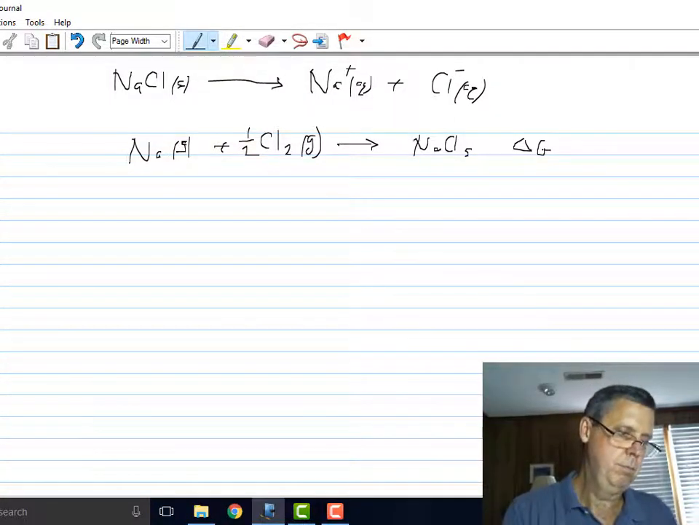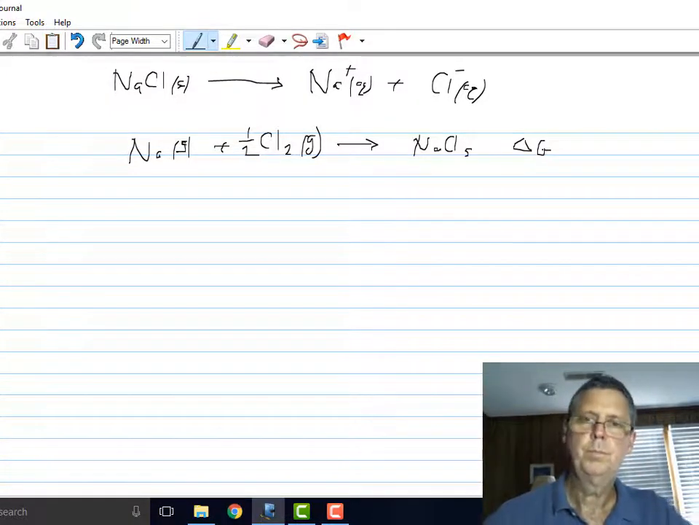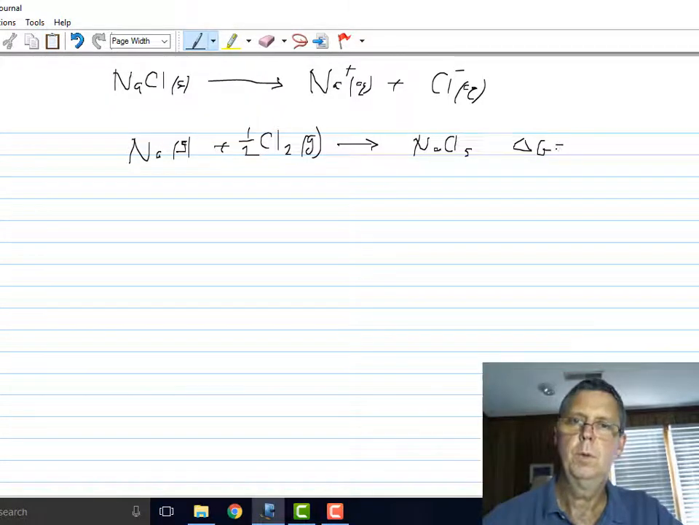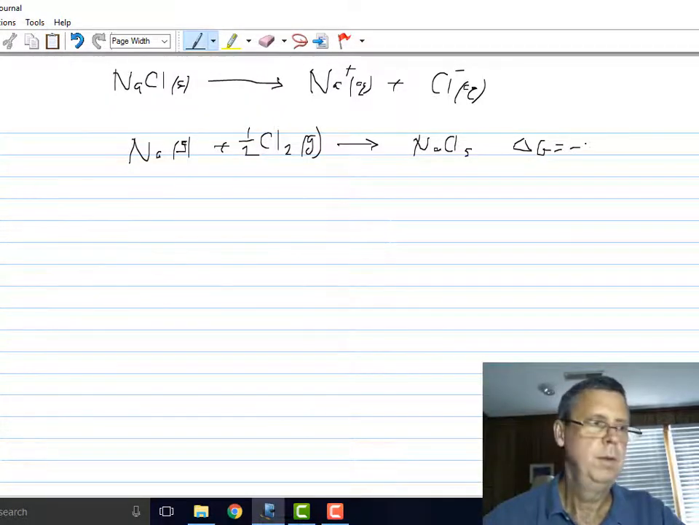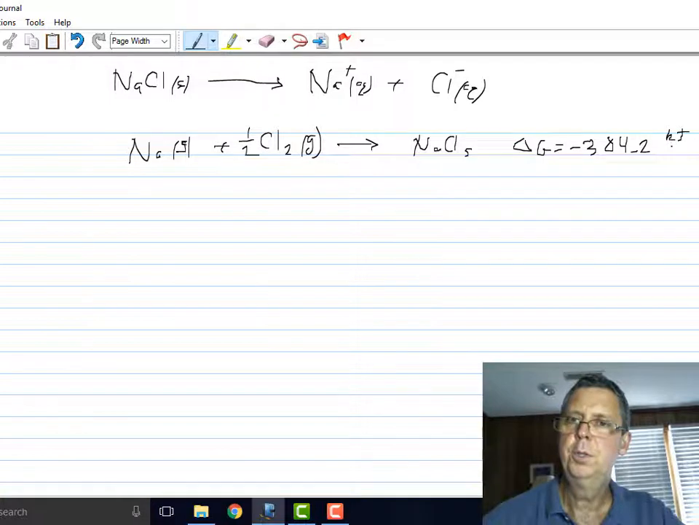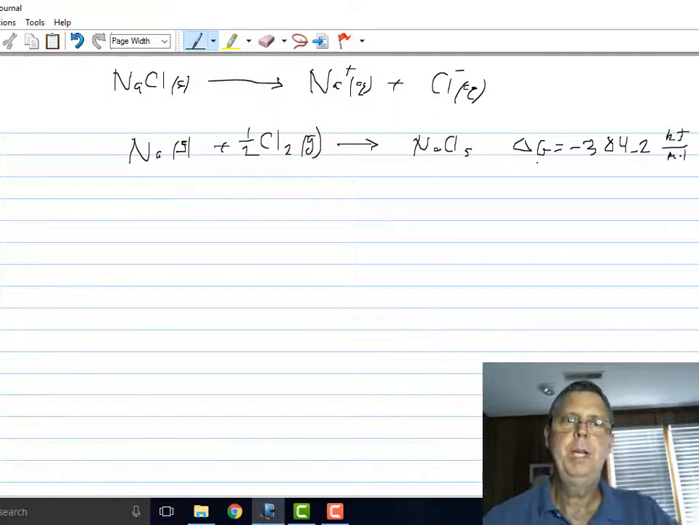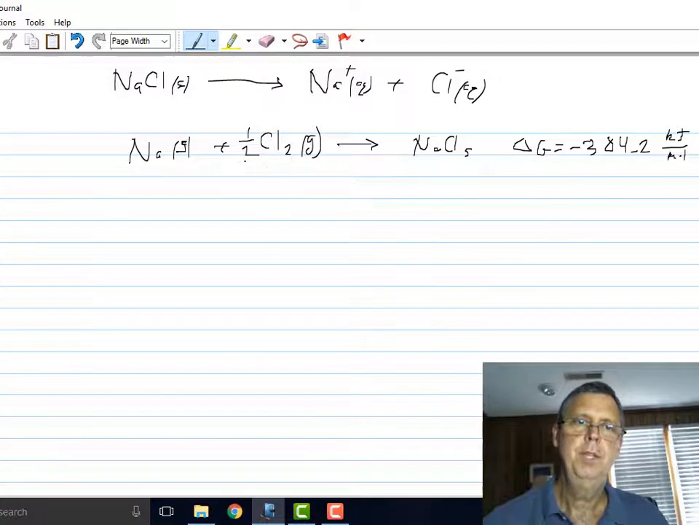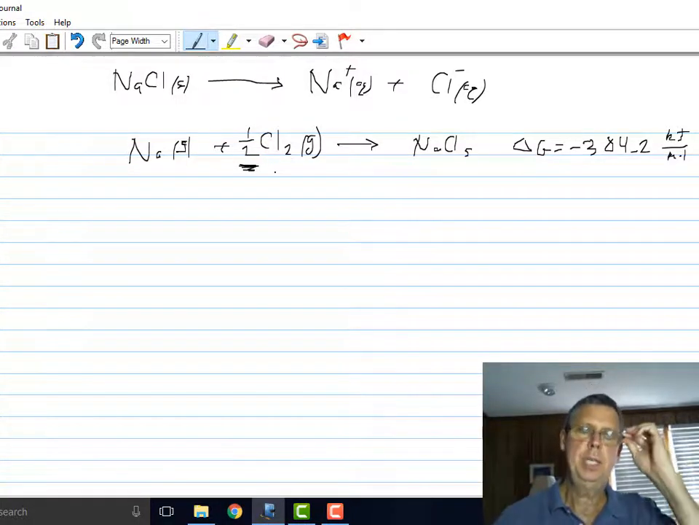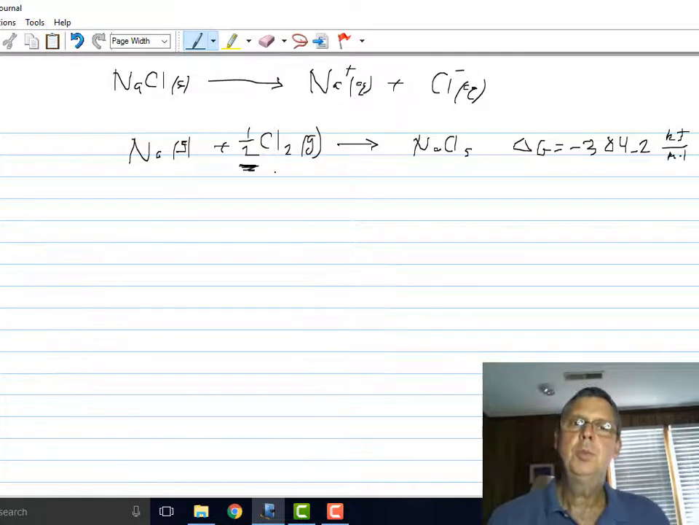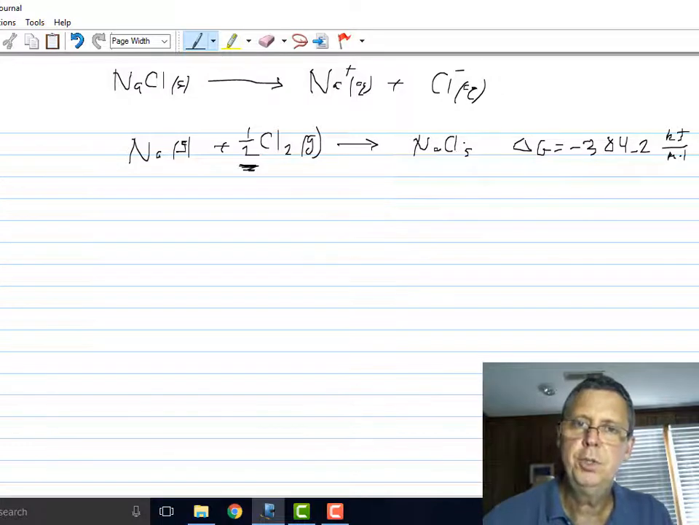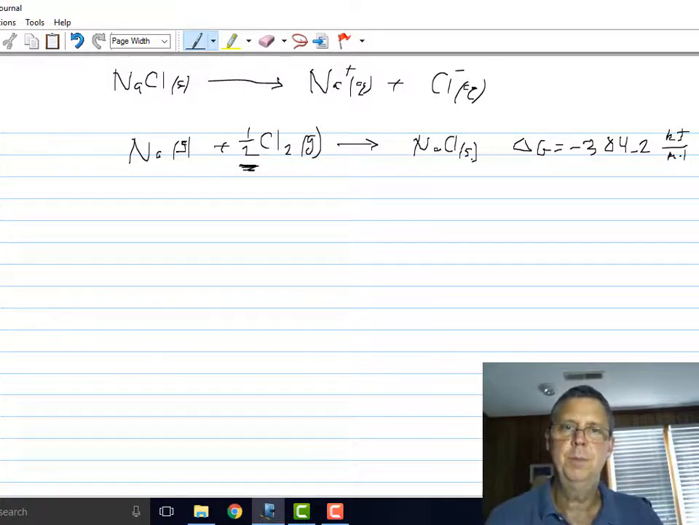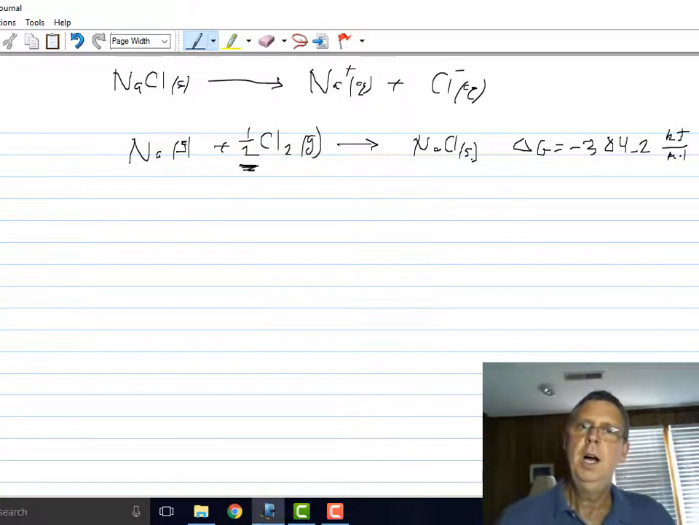I think I wrote the wrong number down. This is negative 384.2 kilojoules per mole. And I want to point out, this is about the only case where you'll see a fractional coefficient in a balanced equation, because really what this is is the free energy of formation. So it should be an S there. It looks like a subscript 5 or something. But anyway, NaCl solid phase.